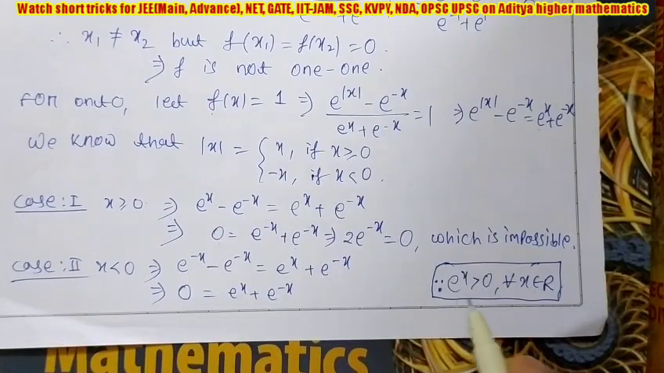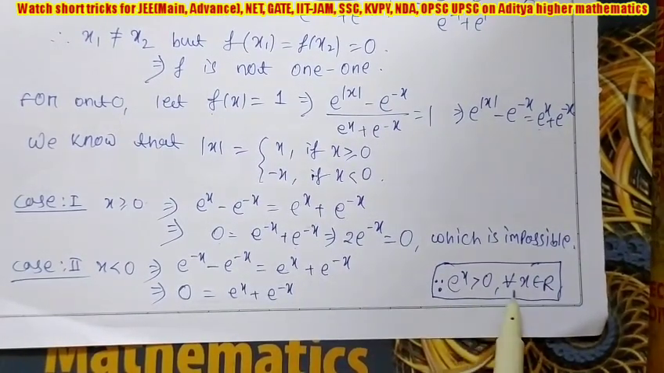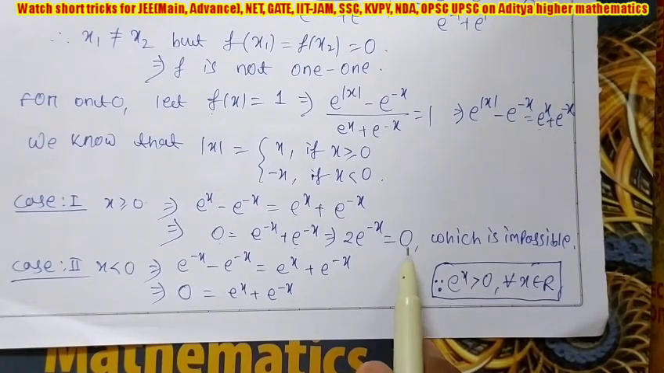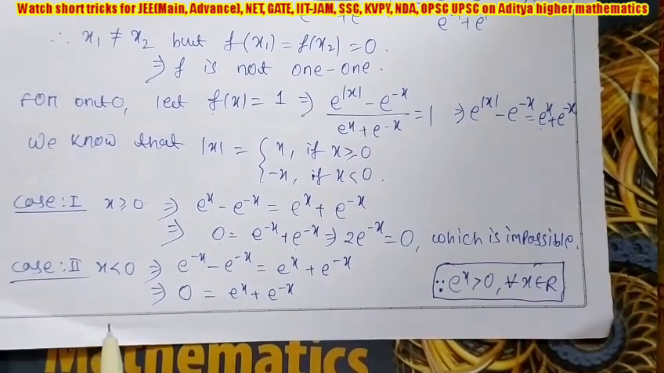And you can refer also what is the range of e^x. It is always greater than 0 whatever x you take in real number set. But we are getting 0, which is impossible. Now take the second case.